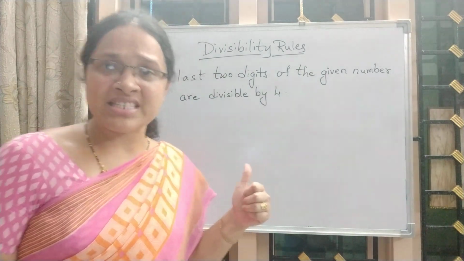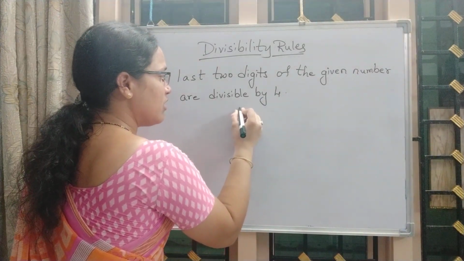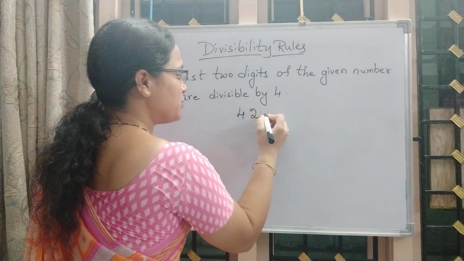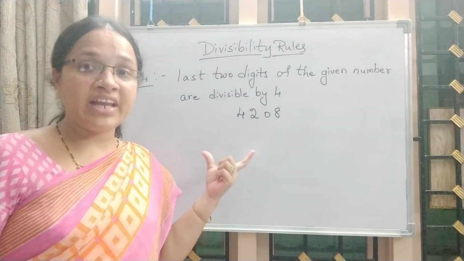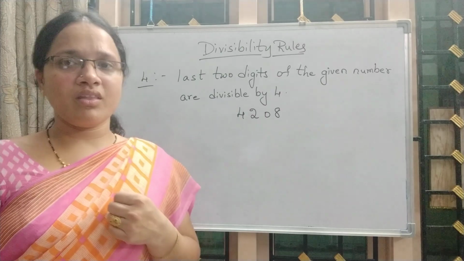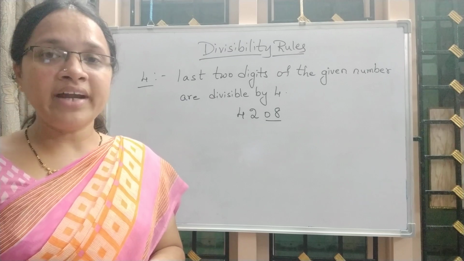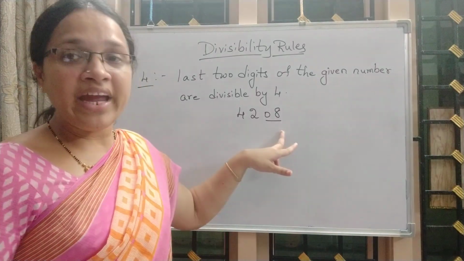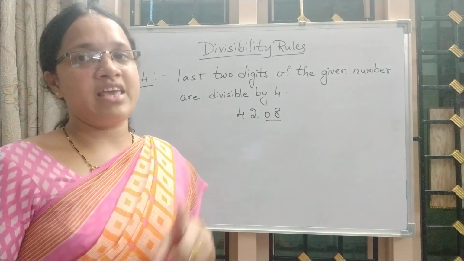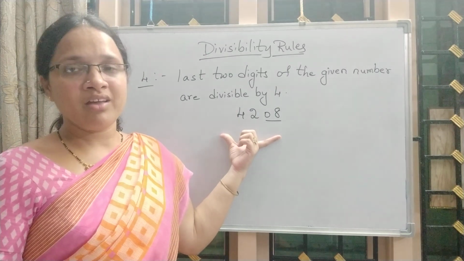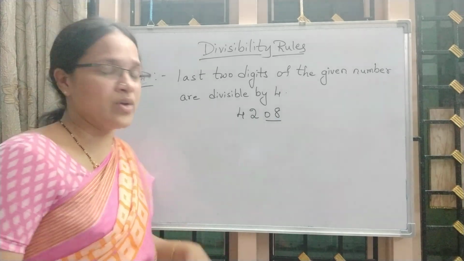Let us see one small example of how it works if the last two digits are divisible. See, 4, 2, 0 and 8. We have taken a four-digit number as an example. The last two numbers are 0 and 8. So 0, 8 is nothing but 8. Is 8 divisible by 4? Yes. So the whole number is divisible by 4. Is it really divisible? Let us check it once.